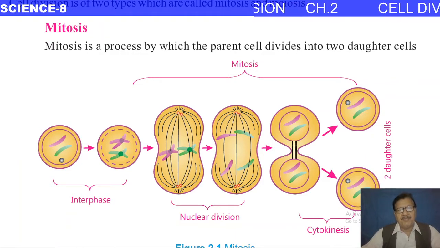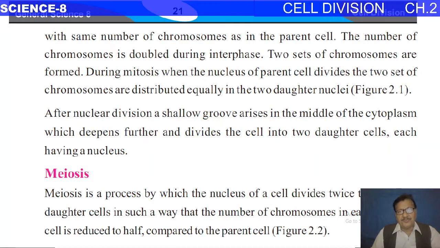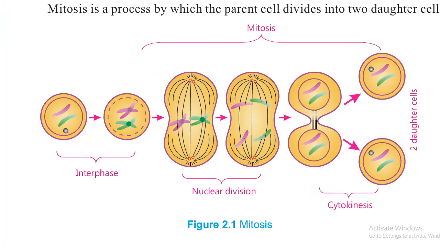Mitosis is a process by which a parent cell divides into two daughter cells with the same number of chromosomes as in the parent cell. The number of chromosomes is doubled during interphase. Two sets of chromosomes are formed during mitosis. When the nucleus of the parent cell divides, the two sets of chromosomes are distributed equally into the daughter nuclei. After nuclear division, a shallow groove arises in the middle of the cytoplasm, which deepens further and divides the cell into two daughter cells, each having a nucleus.